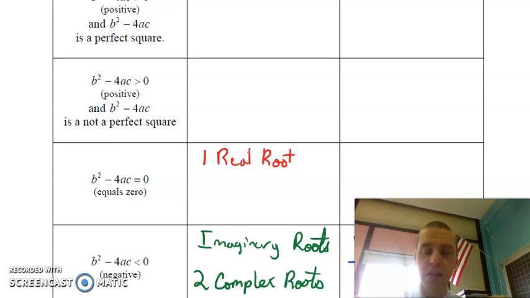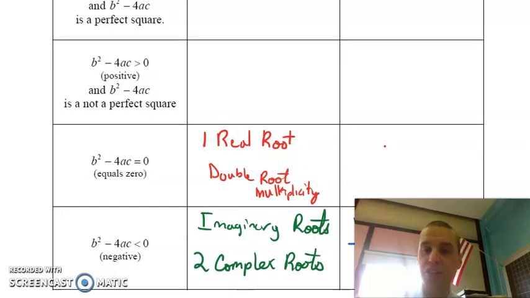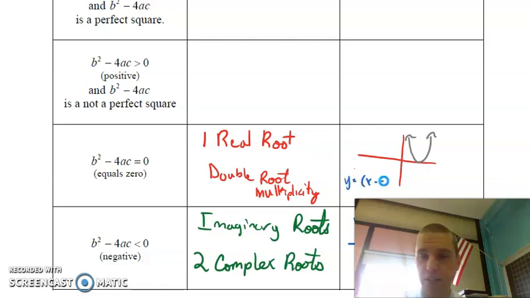Now, the key here is that if it's one real root, we know that a quadratic always has two roots. So here we're going to have a double root. And if we remember back, a double root, or double multiplicity, meant that it touched and turned. So it's going to hit the x-axis and turn around. And here's a better picture of it. So again, it's a double root or multiplicity. It could look like y equals x minus 4 squared.